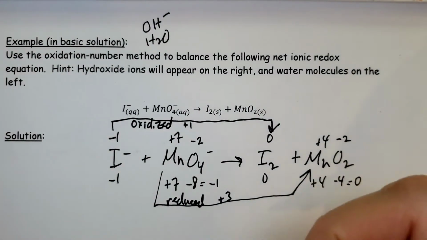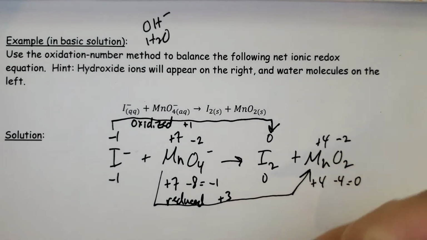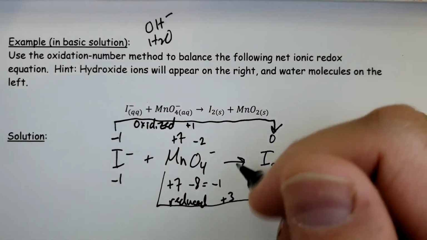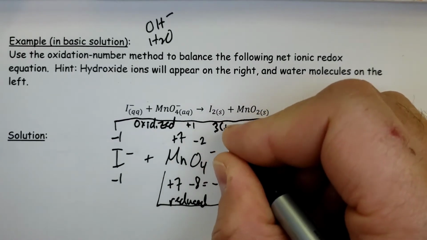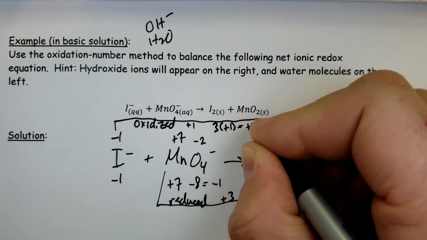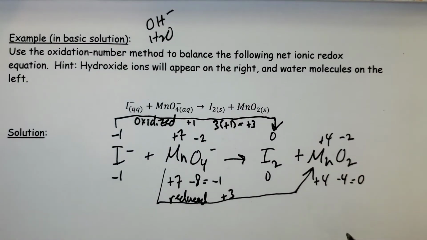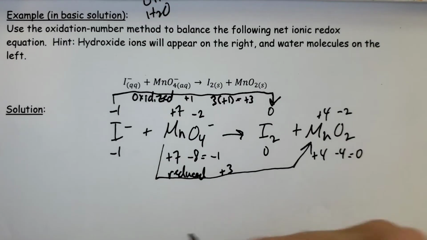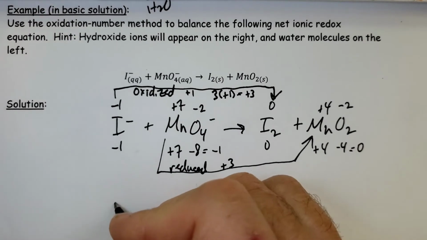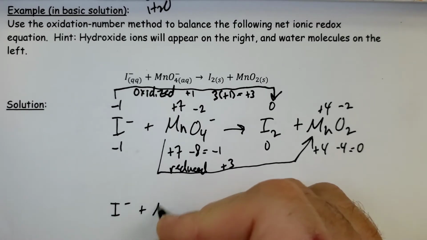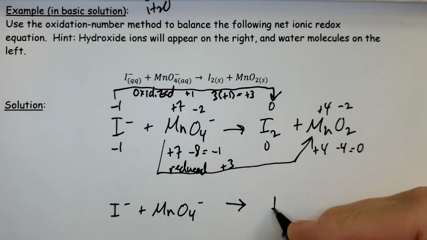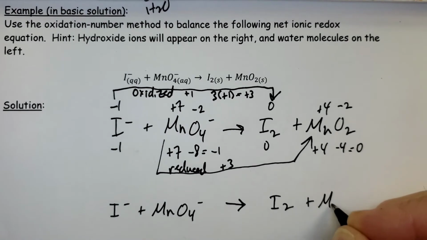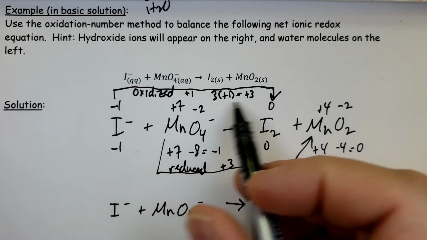All right. So to make these equal, the lowest common multiple, so you see you'll have simple numbers like this. 1 and 3, the lowest common multiple is 3. So 3 times +1 gives me +3. So I'm going to have 3 iodines. Okay? 3 iodines. So let's just rewrite this. Rewrite it out here to see what's going on. 3 iodines we need to have.